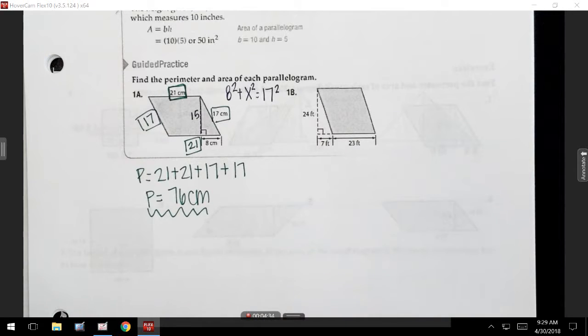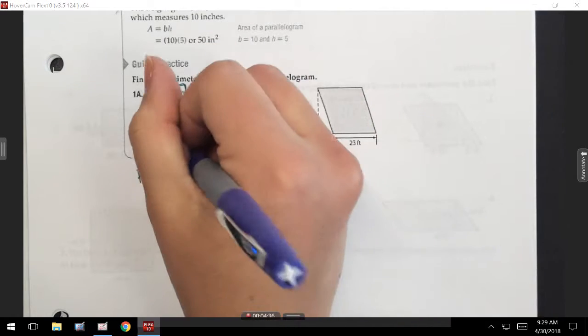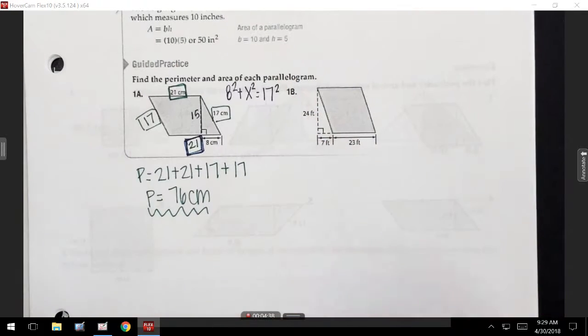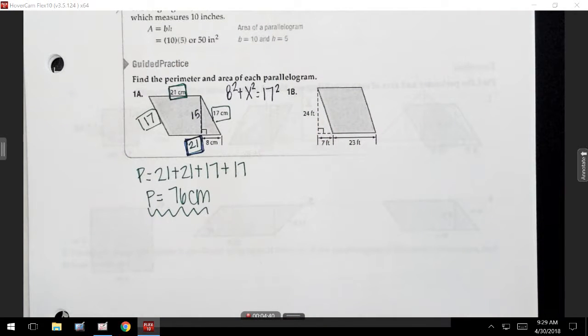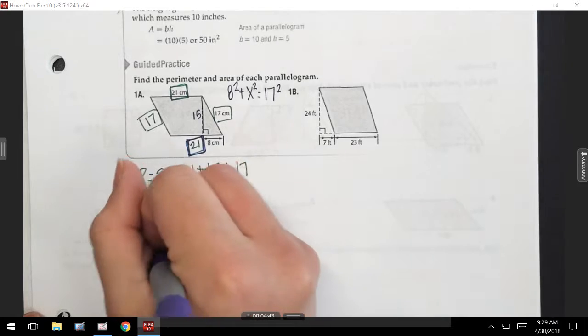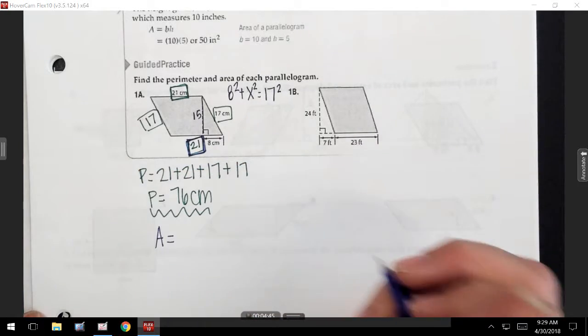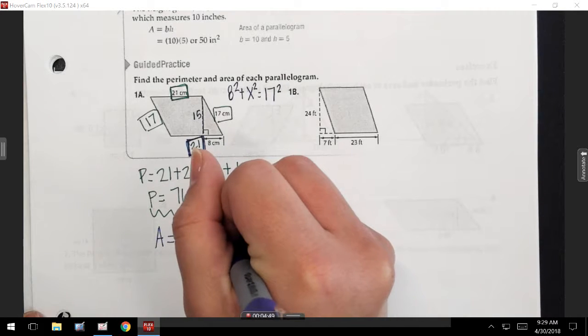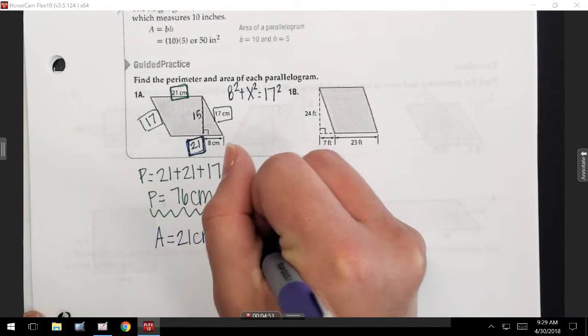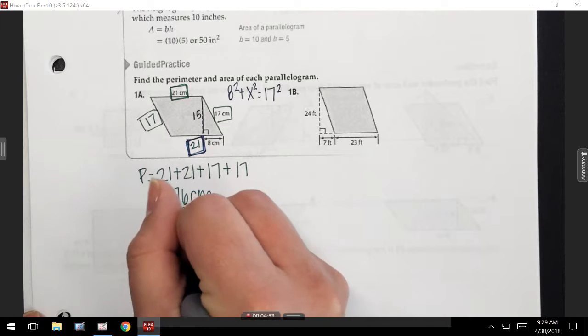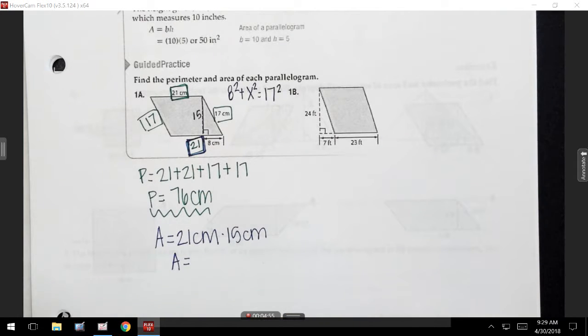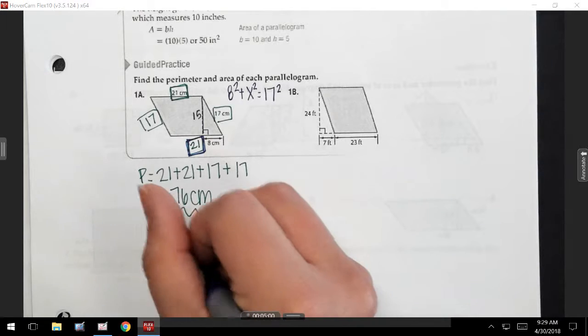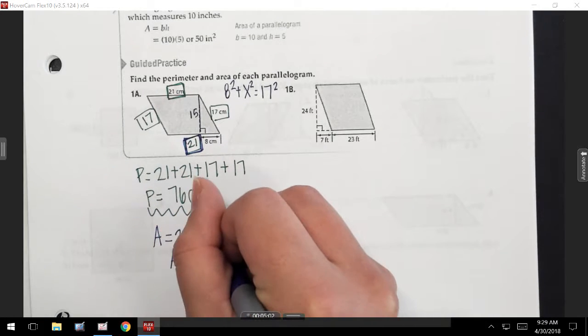Okay, now the height that is written in purple, along with the base that I just reboxed in purple, helps us find the area. So the area is base times height. Your base is what? 21, and your height is? 15. Thank you, Kalia. Is everyone else out there with us? Yes. 315 centimeters squared.